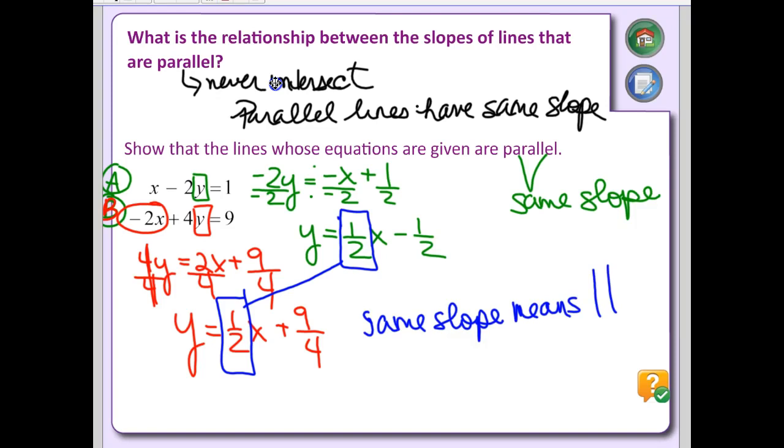Okay, so in order for me to show or prove that they're parallel lines, I have to show they have the same slope. And in order to do that, then I need to get y alone, put it in slope-intercept form. I did that with A, and I did that with B. And when I did, if you look what's boxed in blue, they were the same slope. Both of them had 1/2 in front of the x, so they're the same slope. So therefore, they are parallel lines. Okay, you're going to have to work hard for me tonight to get ready for the quiz tomorrow.